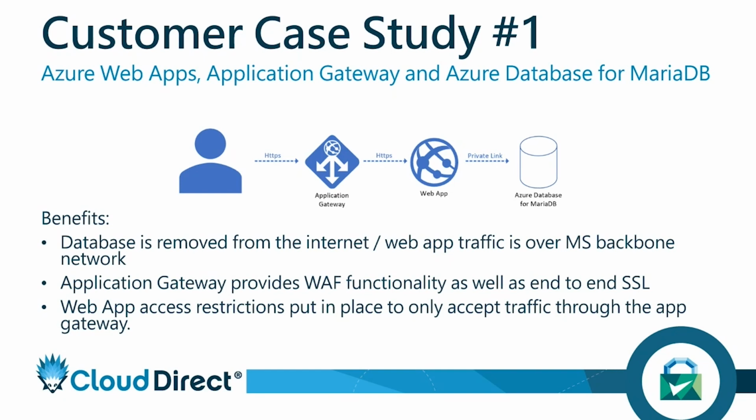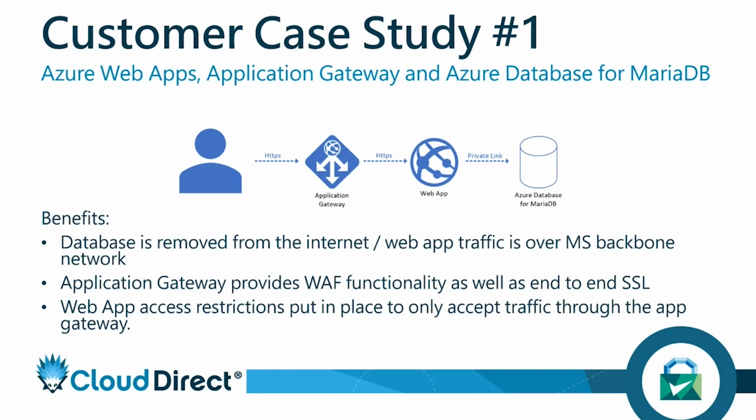So the benefits the customer got from this: the database is removed from the internet, and the web app traffic is over the Microsoft backbone network. The data for this customer is really sensitive, so we can't have it just floating over the public internet. So it was really important that we kept that off the public internet. The application gateway provides web application firewall functionality as well as the end-to-end SSL. So really important that the traffic is always encrypted with the data being so sensitive.